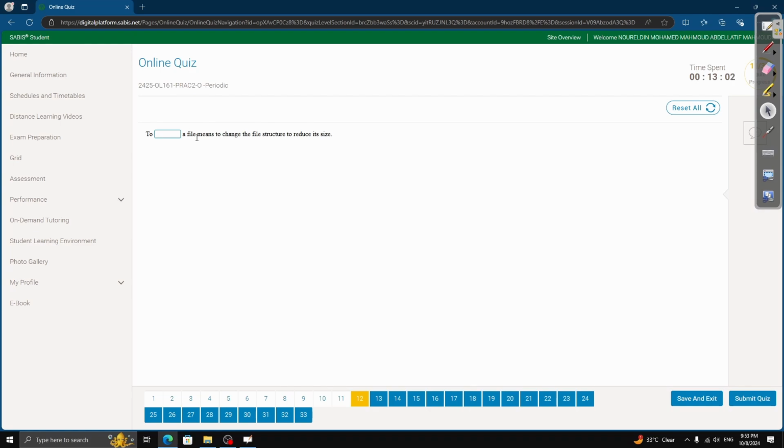To something a file means to change the file structure to reduce its size. This one is kind of memorization: to compress the file. The something is a chip that plugs on the computer's motherboard and acts as the brain of a computer. Brain, CPU, central processing unit.